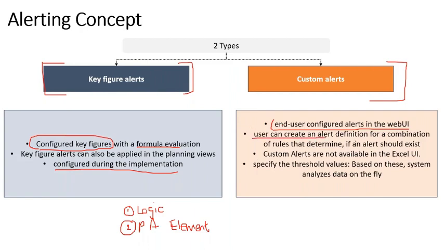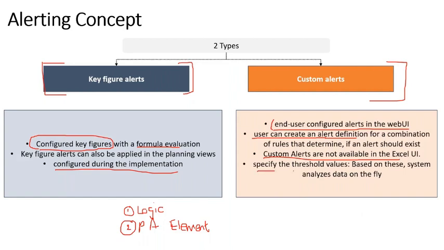The user can create an alert definition for a combination of rules that determine if an alert should exist. Obviously, if you say alerts, we'll come up with a rule like if X is greater than Y, I need an alert, or if X is less than 10,000, I want an alert. Those would be the rules. Custom alerts are not available in the Excel UI. They're just a front end thing, just like the analytics. We created an analytic chart, and that is available only in the front end Fiori interface.